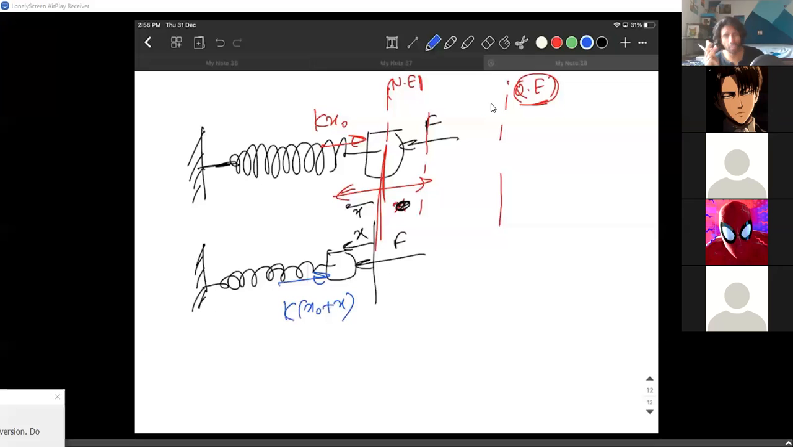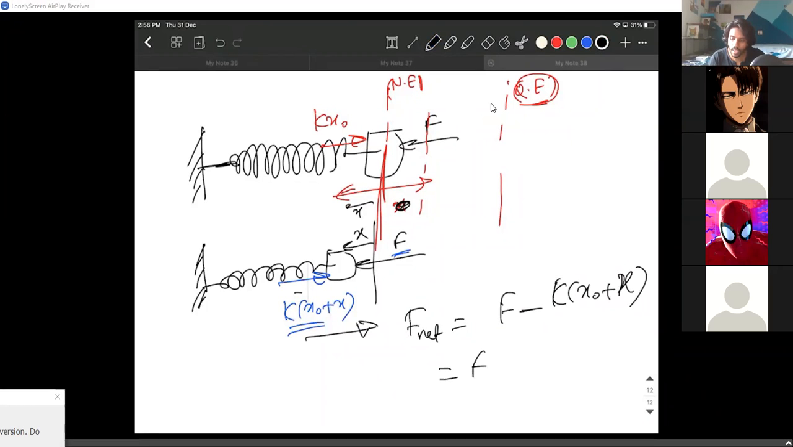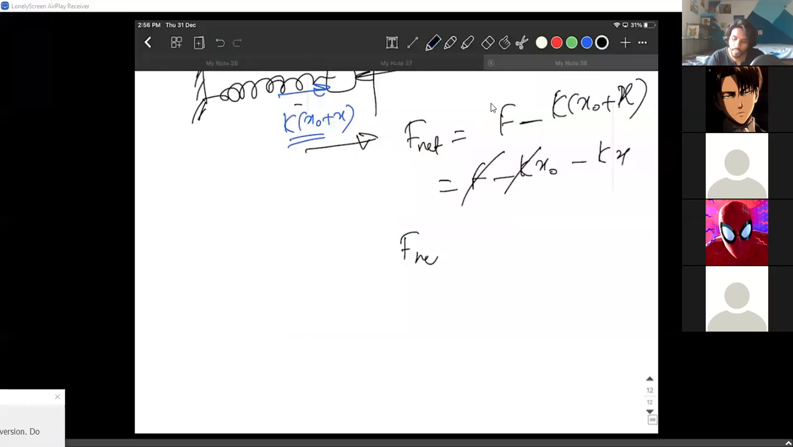So there are two forces. F is already acting, k(x naught plus x) is also acting. Let us look at all the forces for F net. F is acting, and this is opposite, so minus k(x naught plus x). So F minus kx naught minus kx. Now, if you remember, F and kx naught are basically equal. I cancel them. F net is simply coming as minus kx.